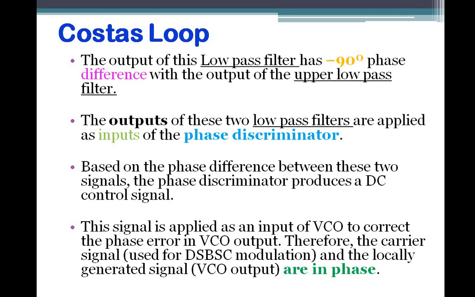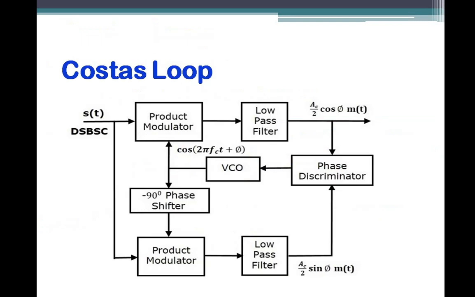So what is today's topic? We'll just revise that one. How many kinds of demodulation techniques are we seeing? We have seen the demodulation techniques for your DSBSC signal, where you are having two methods. One is coherent detection, and the second one was your Costas loop.